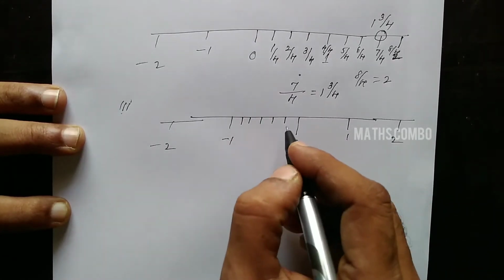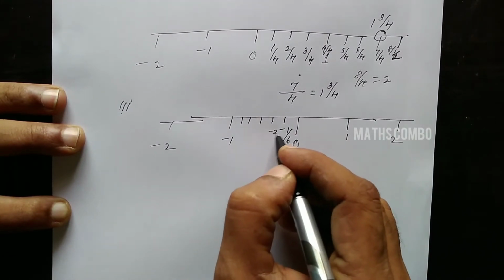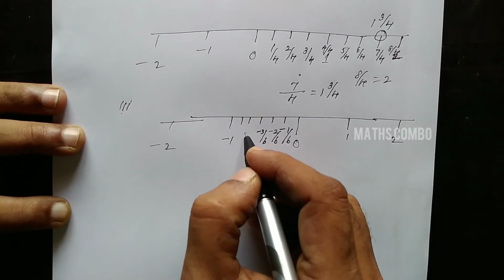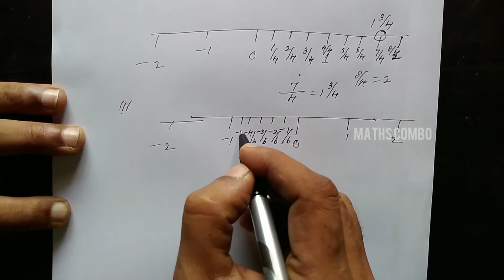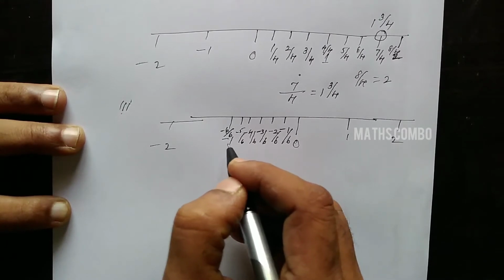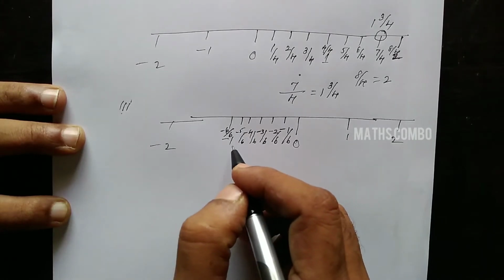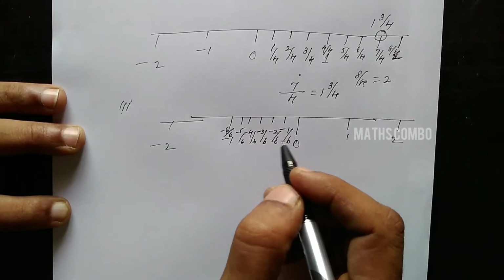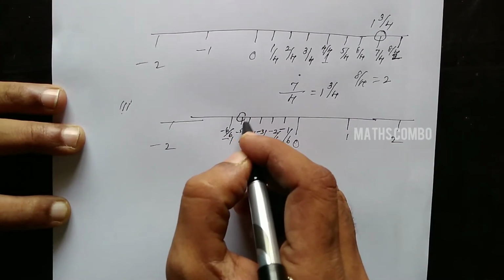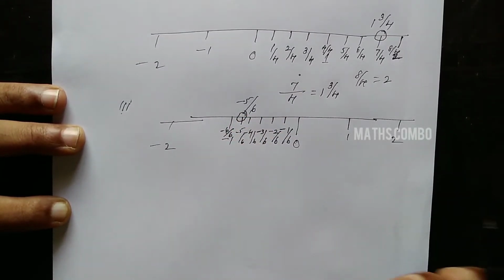So first one is minus 1 by 6. Second one is minus 2 by 6, minus 3 by 6, minus 4 by 6, minus 5 by 6. Here it is nothing but minus 6 by 6. So we got a minus 1. In other terms, this minus 1 is split into 6 parts. So our answer is here, minus 5 by 6. It's very simple.